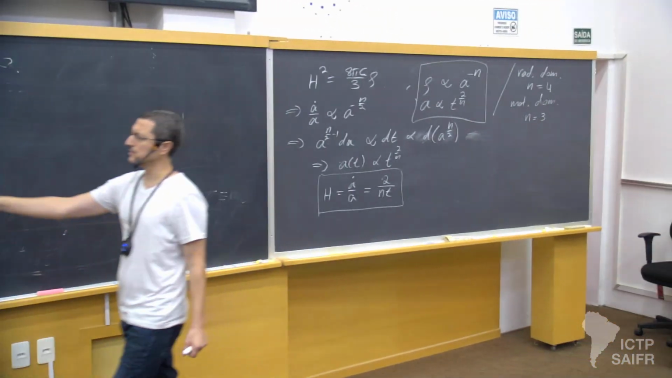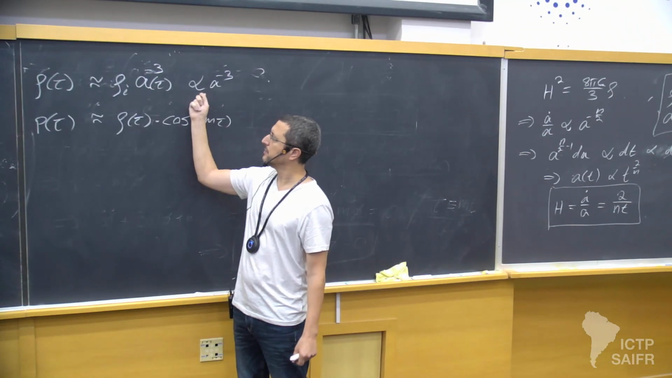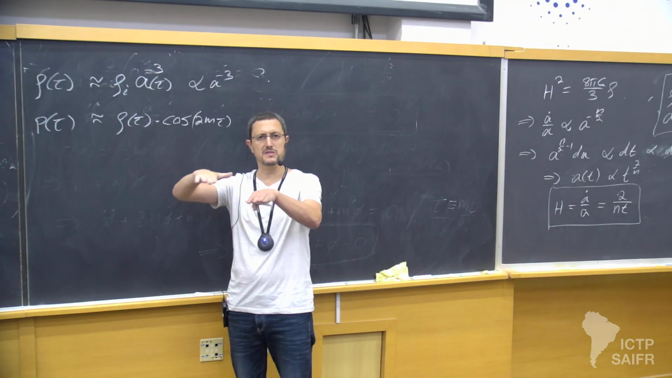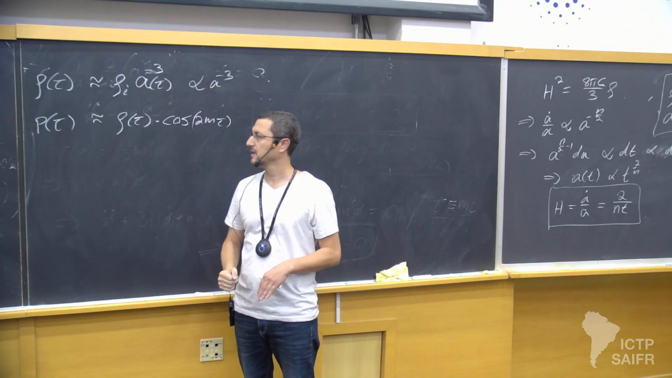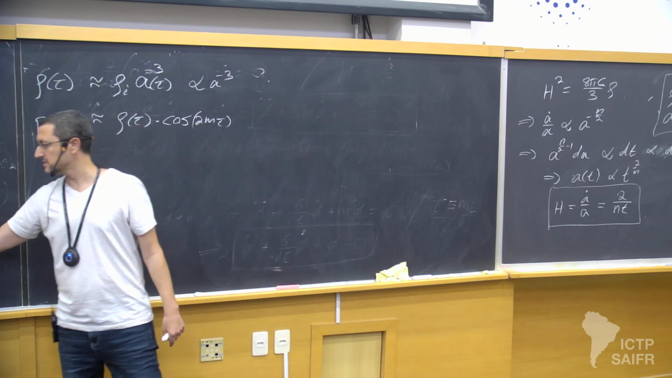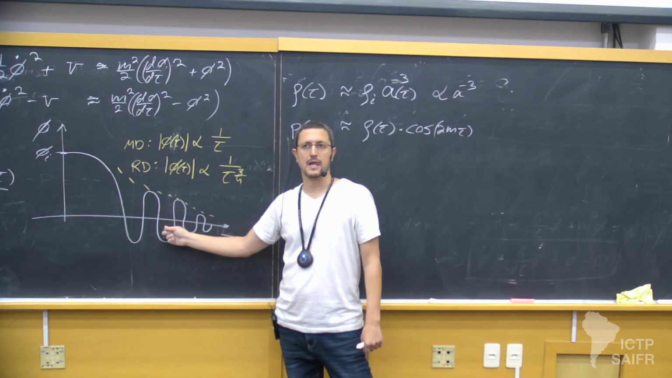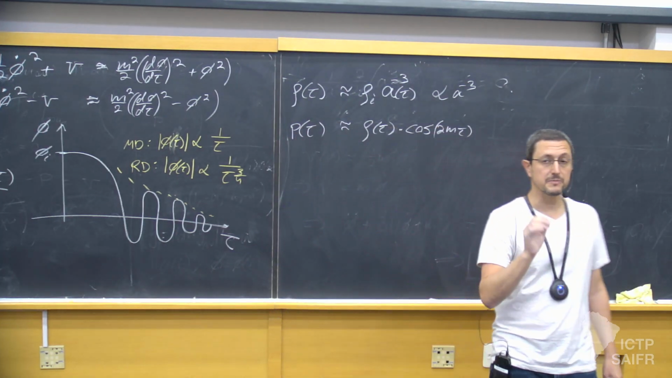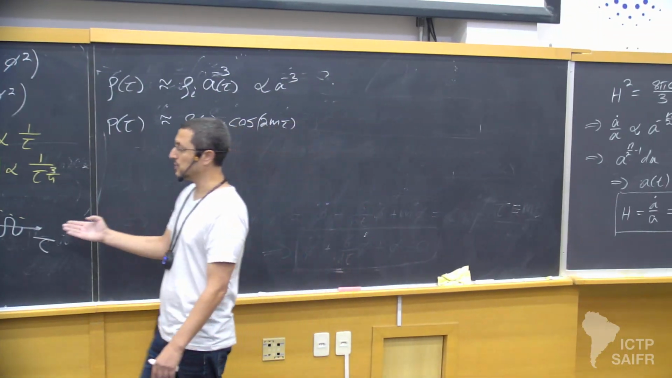So the pressure is also decaying. It's decaying like the density. But while the density is a purely constant decaying amplitude, the pressure remembers these oscillations that are happening here. That is a different behavior from a cosmological constant.